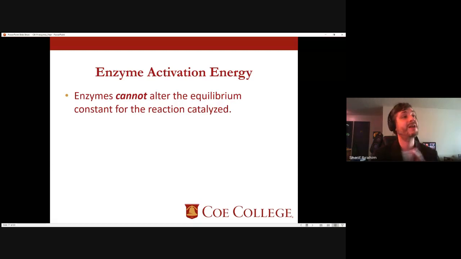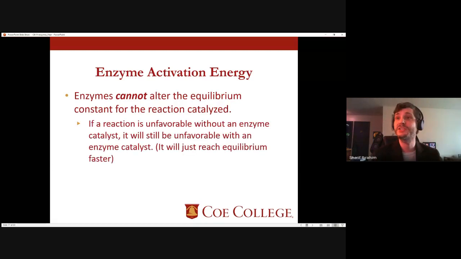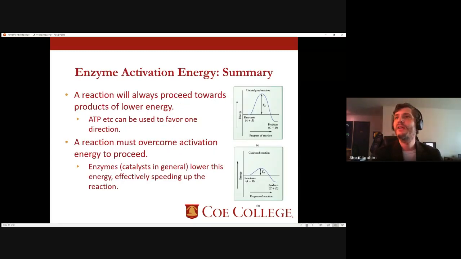Okay. Enzymes don't alter that chemical equilibrium for those reactions. If it was unfavored without the enzyme, it's still unfavored with the enzyme. The enzyme just helps it reach equilibrium faster. So the reaction will always proceed towards the direction of lower energy. That's like the second law of thermodynamics. It says that energy, I'm not going to get into it.